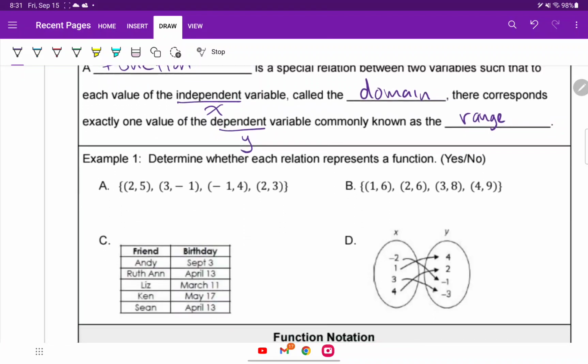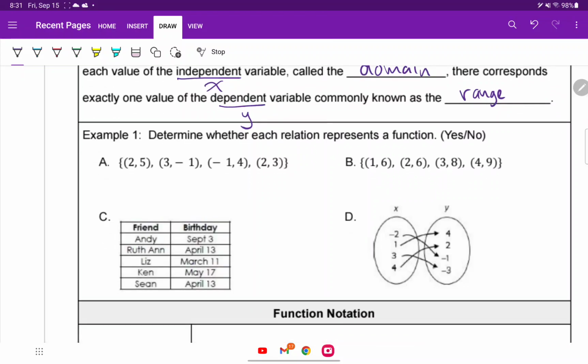All right, so from here, example 1 says, determine whether each relation represents a function, yes or no. In order to represent a function, the x values cannot repeat. So for letter A, it's their ordered pair x, y, so here's x, x, x, and x. If we look at the x's, we see that the 2 repeats. And since there are 2 repeats, no, it is not a function.